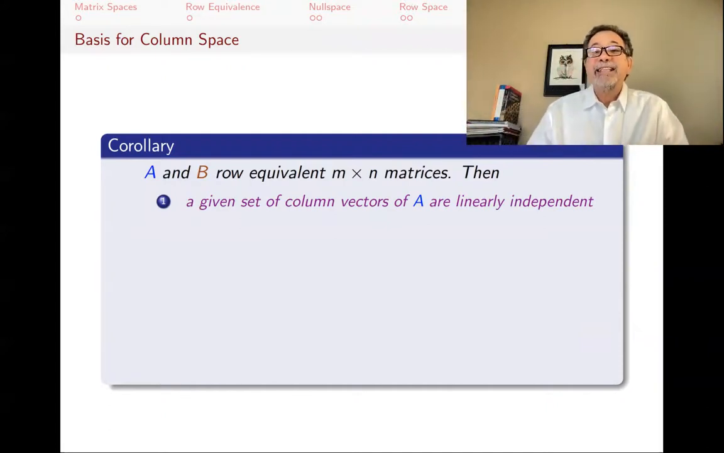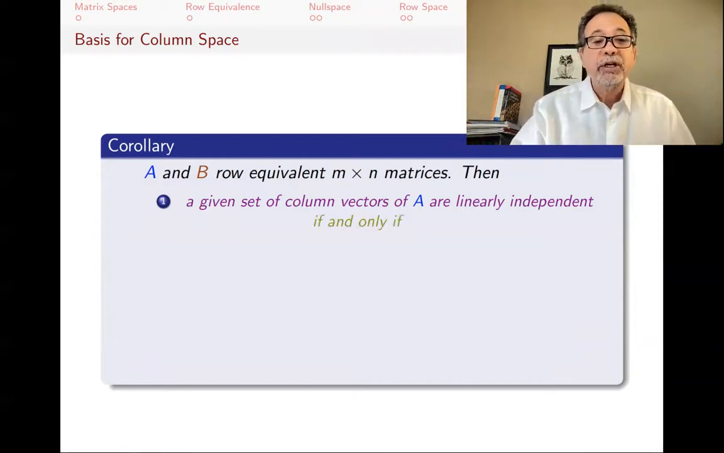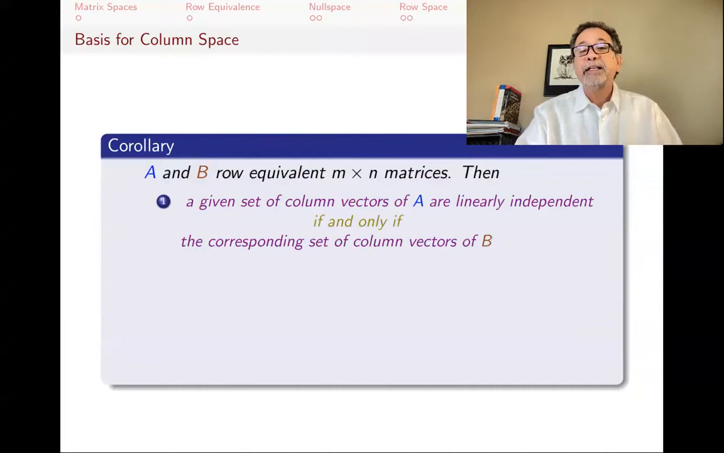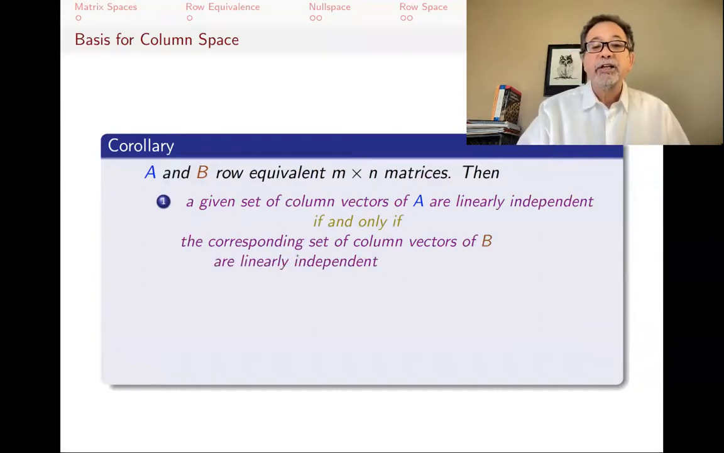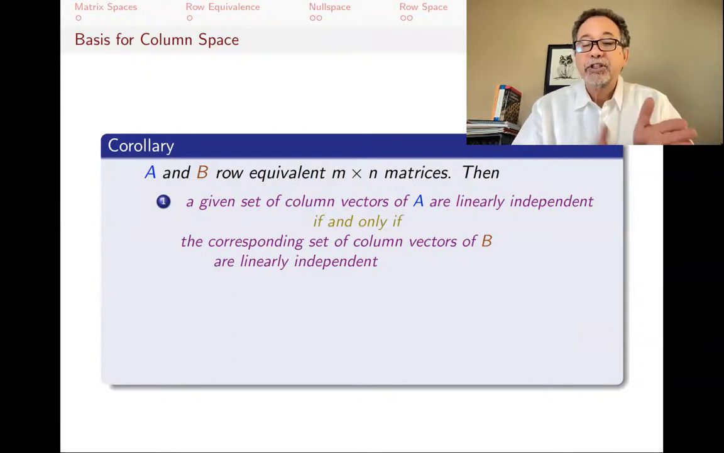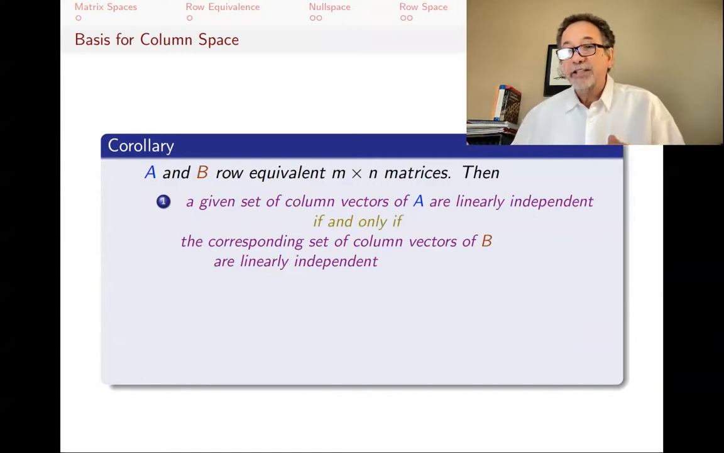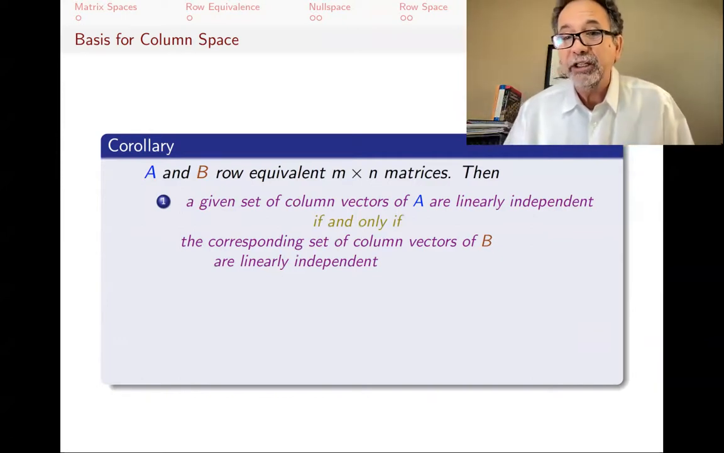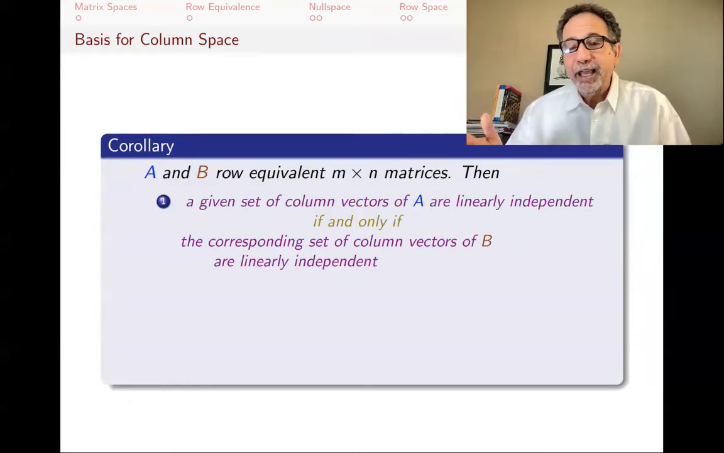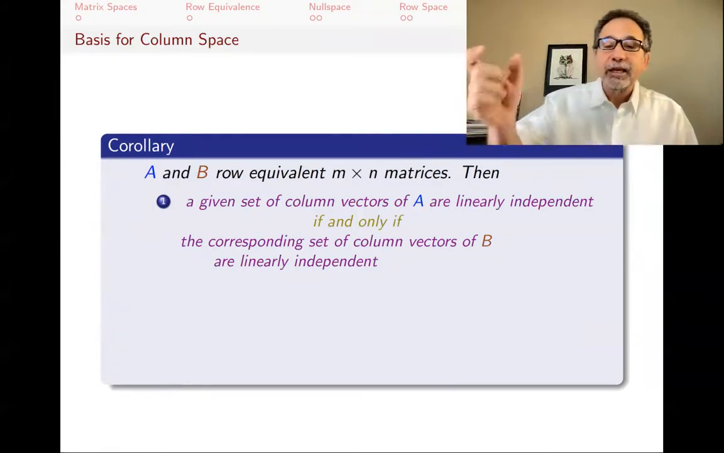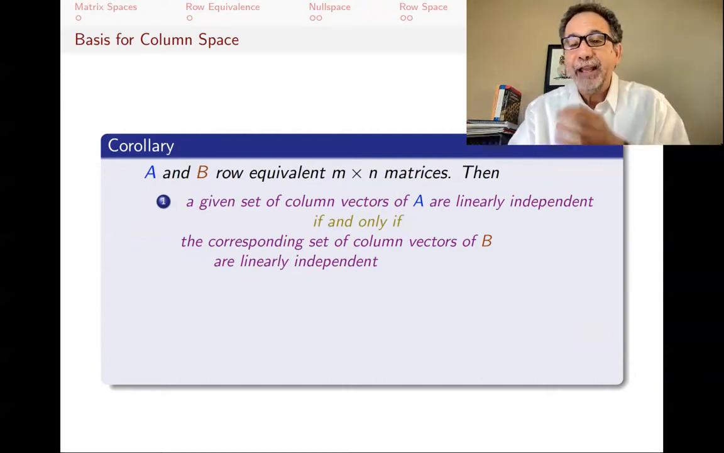And that means that the same thing is true of columns 1, 3, and 5 of B. So the corresponding set of column vectors of B will also be linearly independent. If you find that the first, third, and eighth columns of A are linearly independent, then the first, third, and eighth columns of B will also be linearly independent, and vice versa. If you find the 47th and 48th columns of B are linearly independent, the same thing is true of the 47th and 48th columns of A.